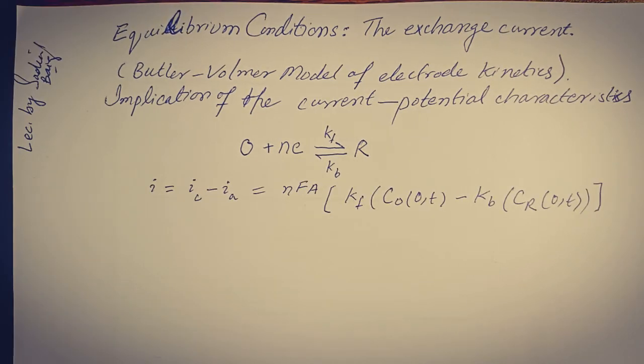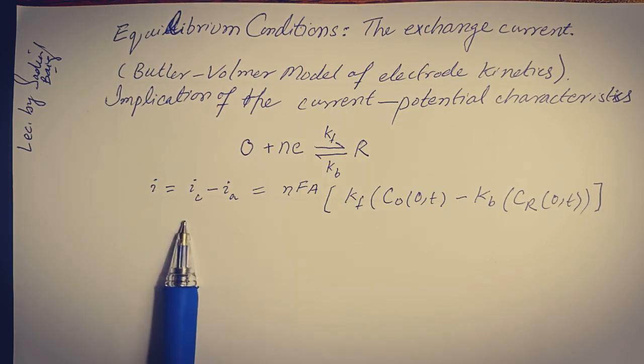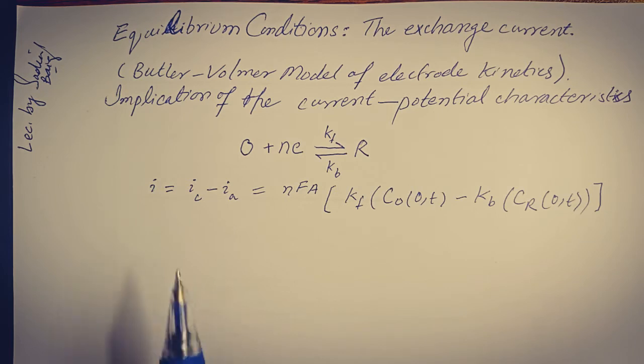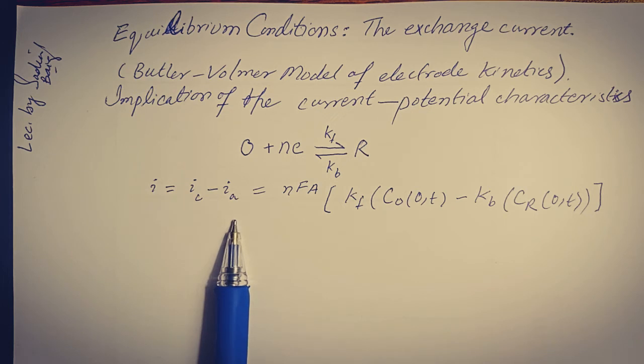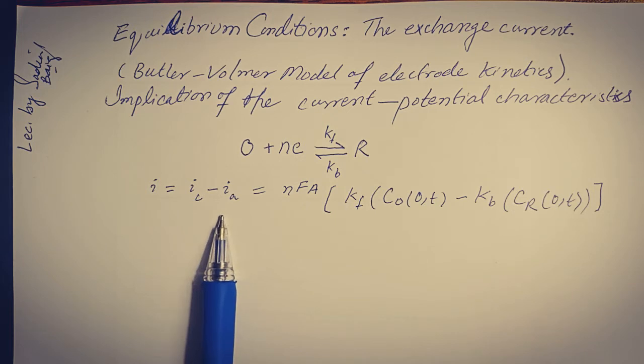So here I is the total current generated with application of the applied potential, and IC is the cathodic current that is generated due to the application of negative potential, and IA is the anodic current that is generated with application of the positive potential. But here IC and IA are both positive terms because they are current terms, but the direction is inverse for each other.